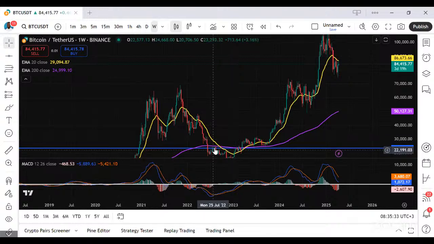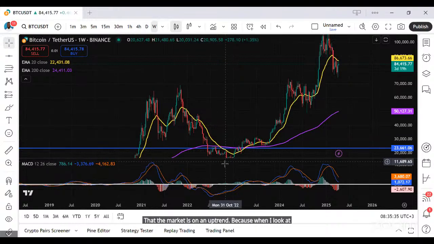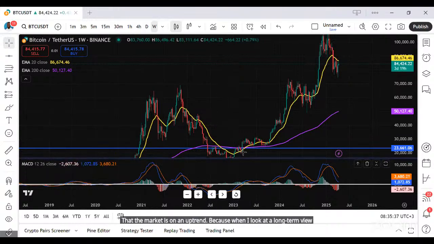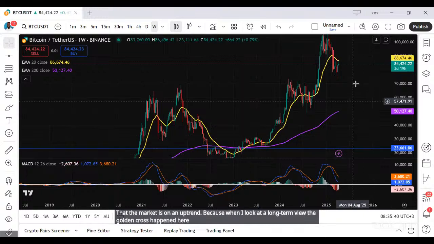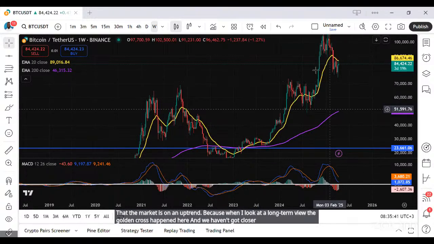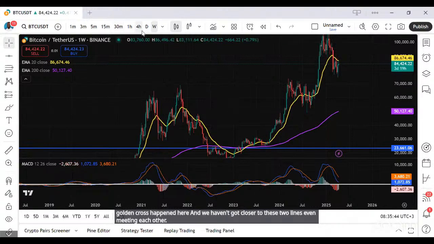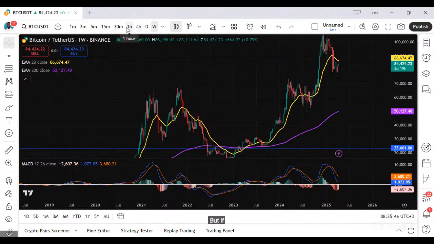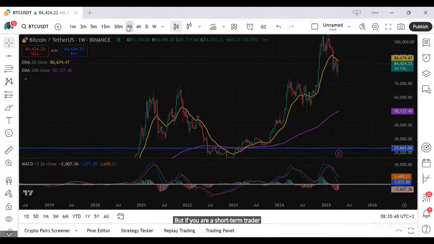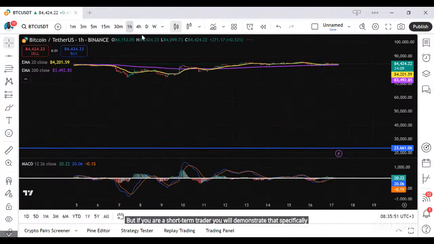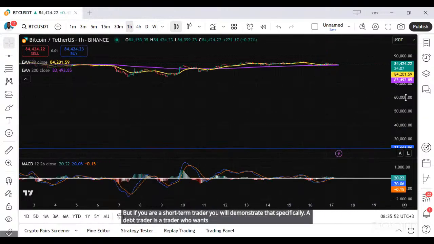Because when I look at a long-term view, the golden cross happened here, and we haven't got closer to these two lines even meeting each other. But if you are a short-term trader, a day trader specifically, a day trader is a trader who wants to end the day when the trader has sold.